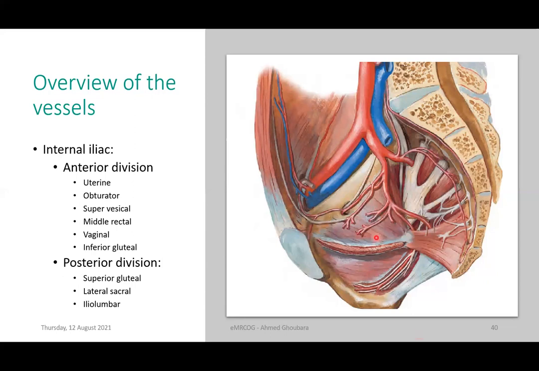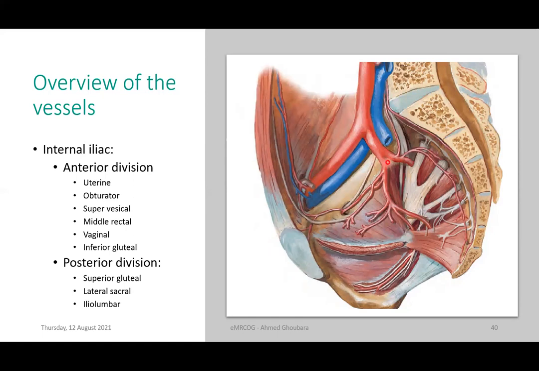So those are the branches of the anterior division of the internal iliac artery. The tricky one is the inferior gluteal artery, which comes from the anterior division. In the posterior division, we have just three arteries: superior gluteal, lateral sacral, and iliolumbar arteries. The superior gluteal, this one here, exits the pelvis all the way to the gluteal region. This is the largest branch of the posterior division.